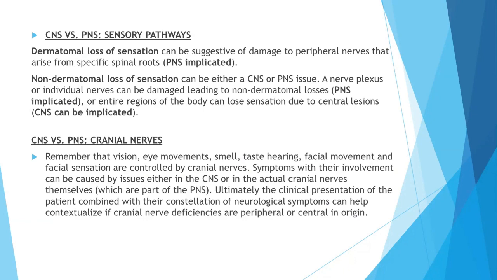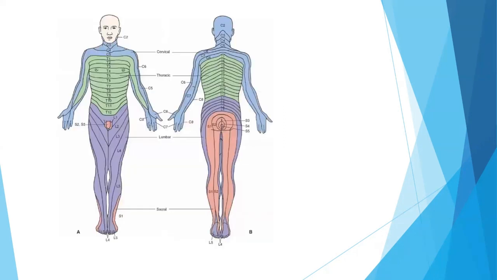A nerve plexus or individual nerves can be damaged, leading to non-dermatomal issues, PNS implicated, or entire regions of the body can lose sensation due to central lesions, CNS implicated. So if there is loss of sensation only in this C5 part, then that means the issue is PNS. Or if there is loss of sensation in C3, C4, C5, or a whole one side of the body, or it is widely distributed, then that may be a CNS sort of issue. So if only one dermatome is involved, or any specific dermatome, it is a PNS issue.